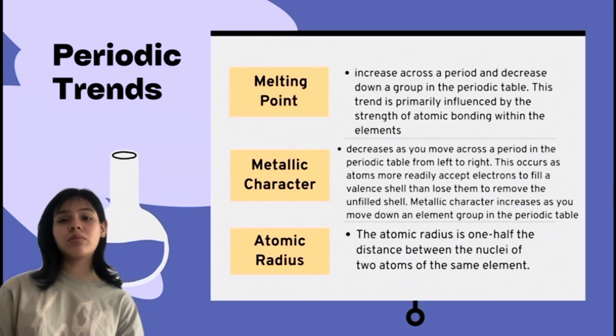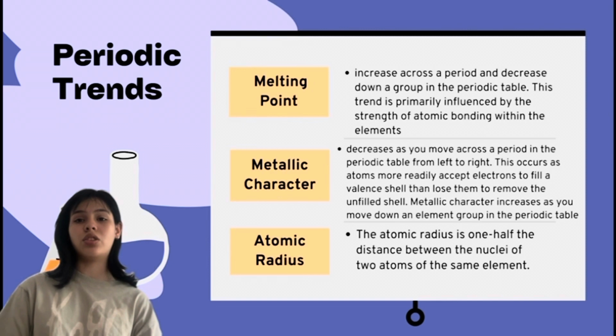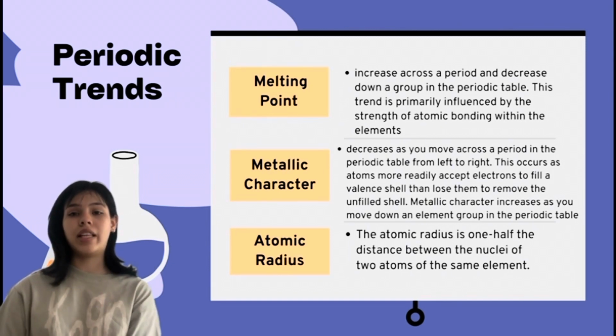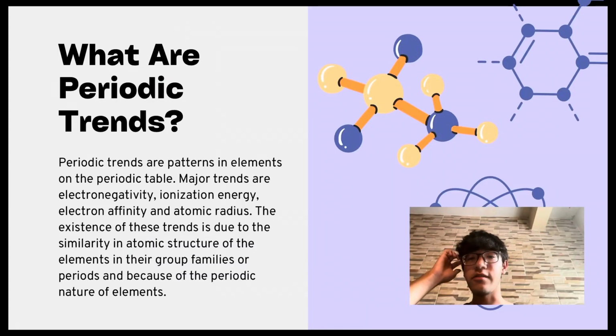Atomic radius. Atomic radius is one half the distance between the nuclei of two atoms of the same element. The periodic trends. What is a periodic trend? Periodic trends are patterns in elements on the periodic table. Major trends are electronegativity, ionization energy, electron affinity, and atomic radius. The existence of these trends is due to the similarity in atomic structure of the elements in their group families or periods, and because of the periodic nature of elements.